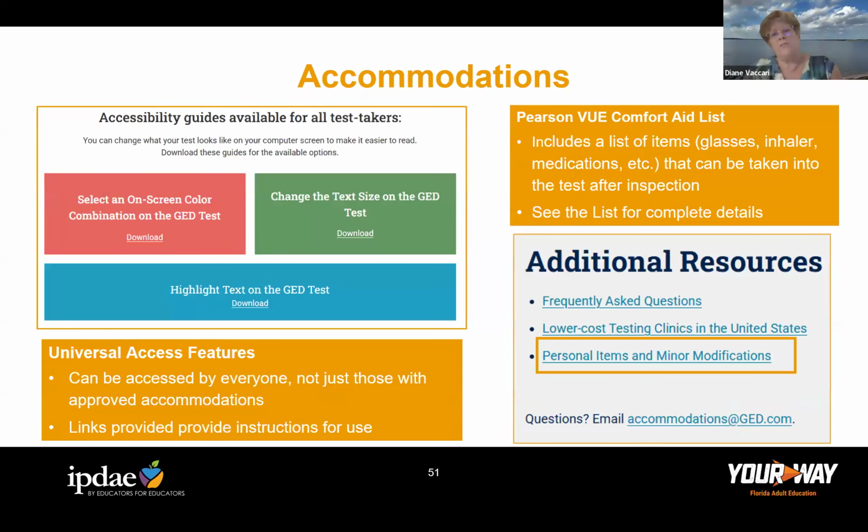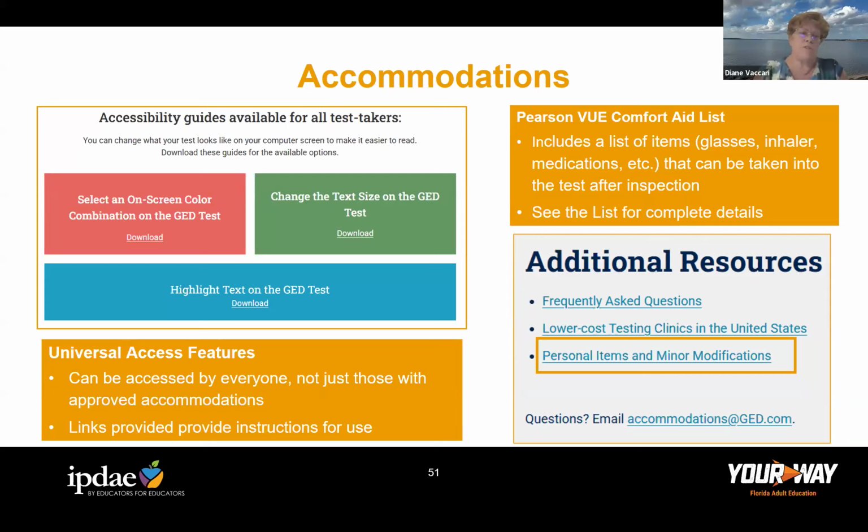There's also some other information available on our accommodations webpage. One thing is the personal items and minor modifications list. That includes things like glasses and inhaler medications. You have to look at the list for complete details. Make sure that you read that list and what's actually available. You don't want them to get to the test center and then expect to be able to bring something in and then it's not allowed. So make sure that you take a look at that list.